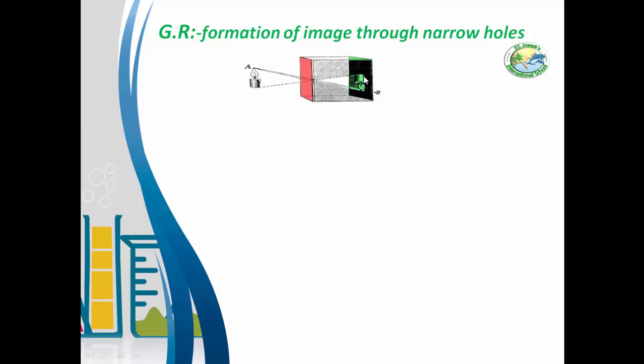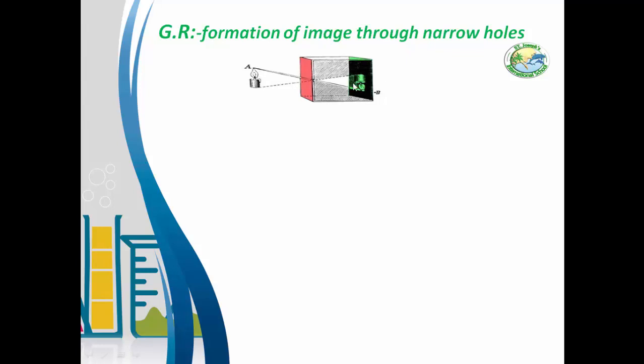So again, we will remove one side of a certain box and replace it with a semi-transparent piece of paper, and on the opposite side of the semi-transparent paper we will make a small hole. We have to darken the room and put the lighted candle in front of the hole at a certain distance and look at the semi-transparent paper.